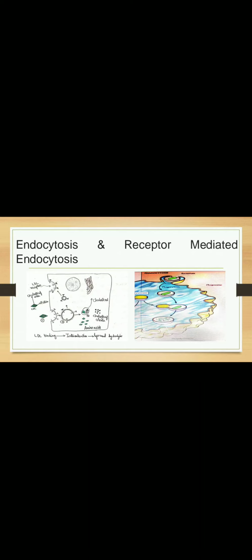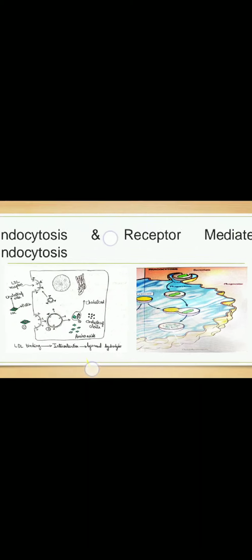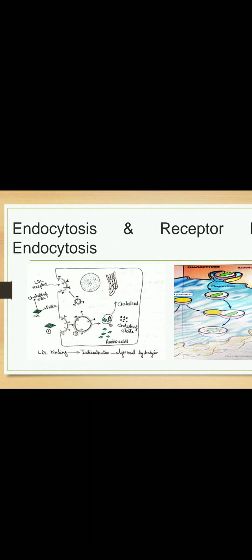Now we have receptor mediated endocytosis. Receptor mediated endocytosis is also called pinocytosis, in which there is a selection of material, or selective uptake of material. Macromolecules are taken in and internalized. First, they have to bind to the receptors which are present on the plasma membrane. So there is a selection of the macromolecules by the receptors present on the plasma membrane. Here I have given one example, that is the clathrin coated pits.